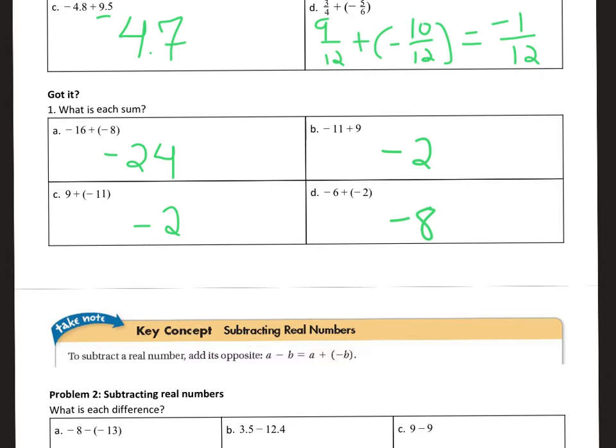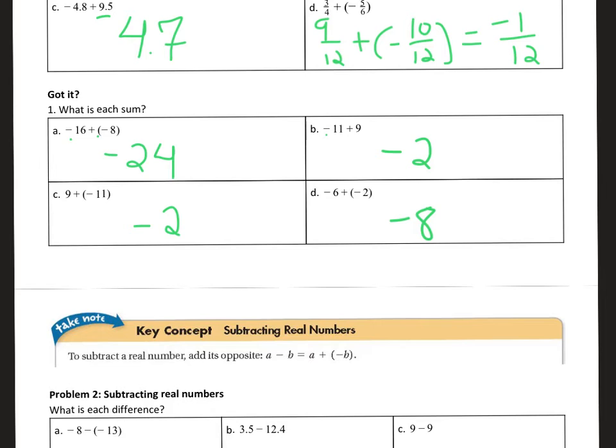Negative 16 plus negative 8. Same sign, so I add their absolute values together. That's 24. I keep the sign if they're both negative, and I keep the sign if they're both positive. So my sum is negative. For part B, they are opposite signs, so I take 11 minus 9. I get 2. I keep the sign of the bigger absolute value, which is negative 11.